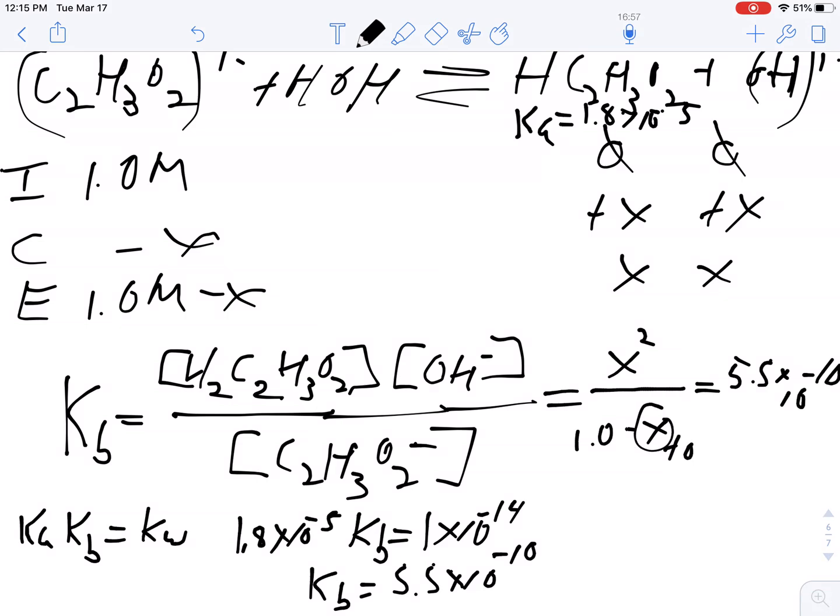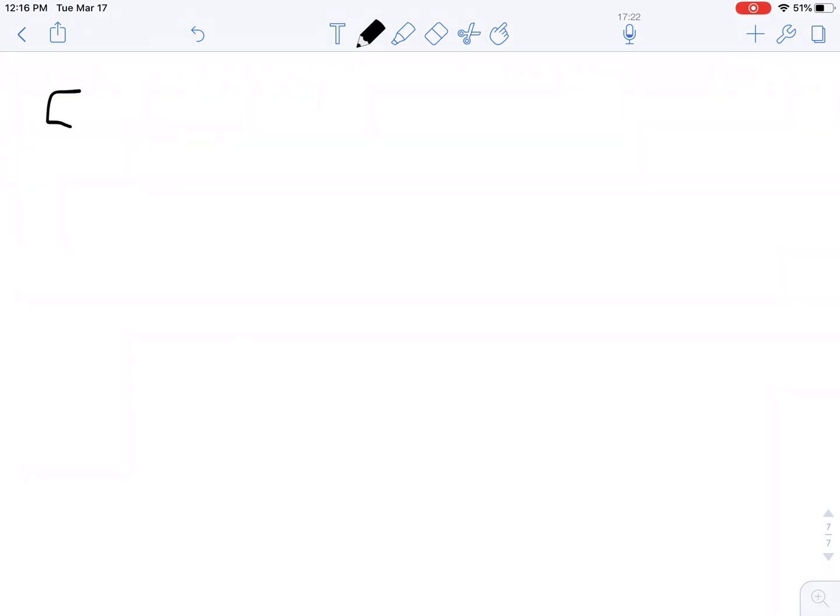This x is too small, so then we can solve for x. And that gives me 2.3 times 10 to the negative fifth, and that's the concentration of hydroxide. Now that we know the concentration of hydroxide, now we can find the pOH.